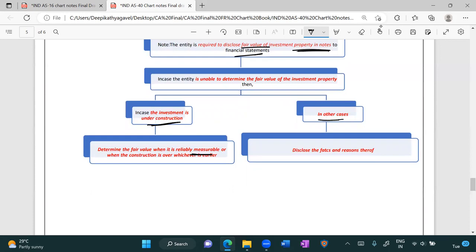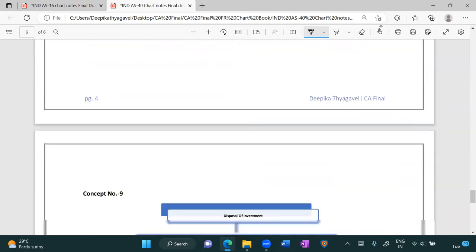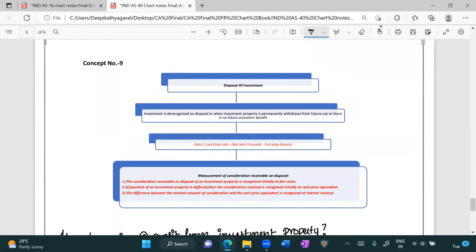And in other cases, if it is not under construction also, and still you are not able to find out the fair value of the asset, then you will disclose the facts and reasons why it is so, right?